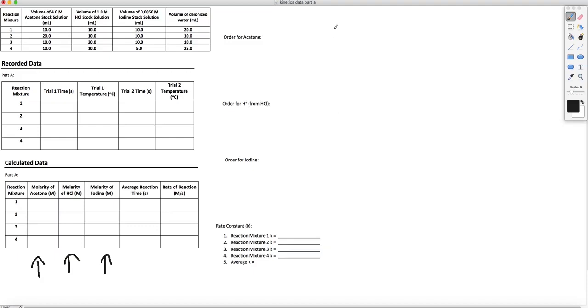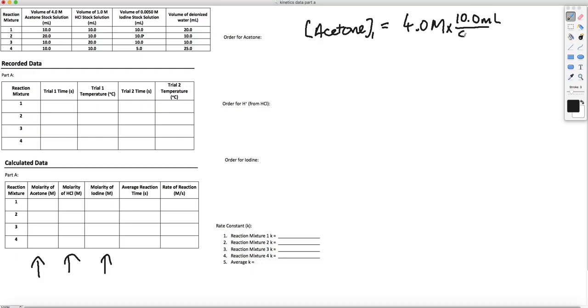So let's start off with the first one here. We're looking at the concentration of acetone. I'm going to put a 1 here, and the 1 is for the reaction mixture that I'm pointing at over here. So that's the first one that we're dealing with, and that would be 4.0 molar is the concentration. What we need to do is figure out what it would be once we diluted it into the total volume of the solution.